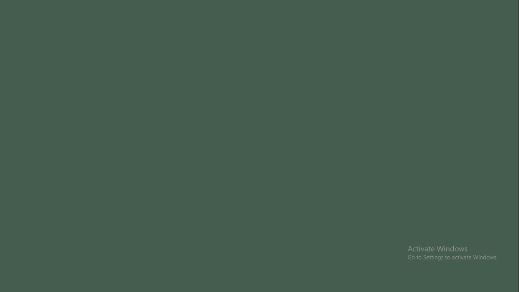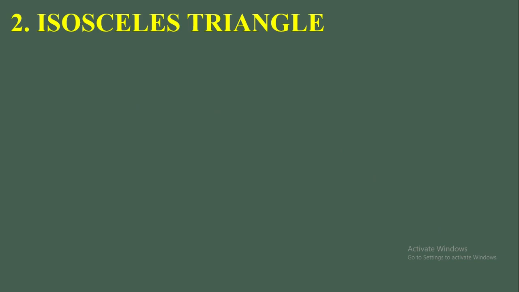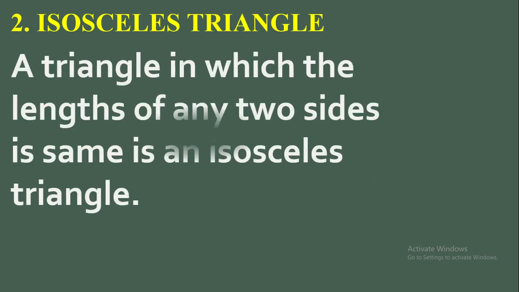Now the second type is the isosceles triangle, and an isosceles triangle is a triangle in which the lengths of any two sides are the same. That means if in a triangle the lengths of any two sides are the same, just like here, we have AB equal to AC, that means the lengths of these two sides are the same. So we can say that this triangle is an isosceles triangle.